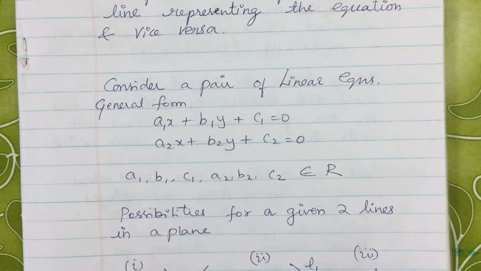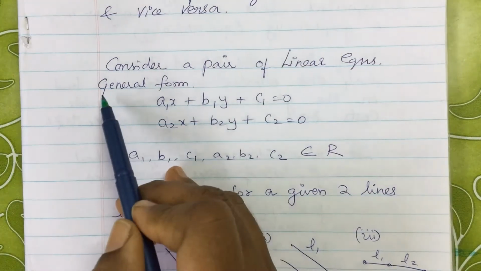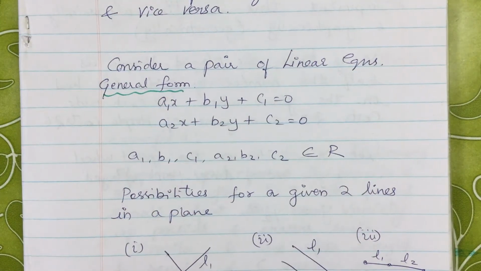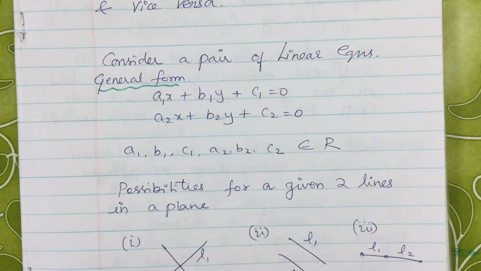So now you consider a pair of linear equations. The general form of a pair of linear equations is a1x plus b1y plus c1 equal to 0 and a2x plus b2y plus c2 equal to 0, and a1, a2, b1, b2, c1, c2 all belong to the real numbers.